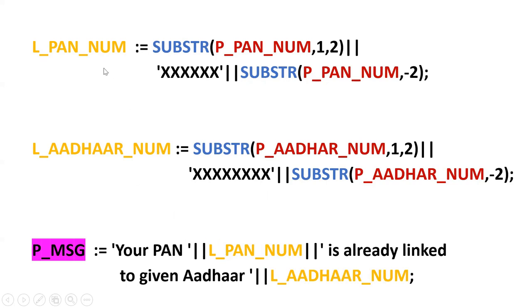So one more time, this is what we are doing: masking. We should not give complete information, like the complete PAN information, to the user. So we mask those things. How can we do masking using substr? First two, last two, and remaining X. First two, last two, and remaining X. This is the complete message we need to show to the user. If it's a valid PAN number, a valid Aadhaar number, and it's already linked, then we should show the user the same message.